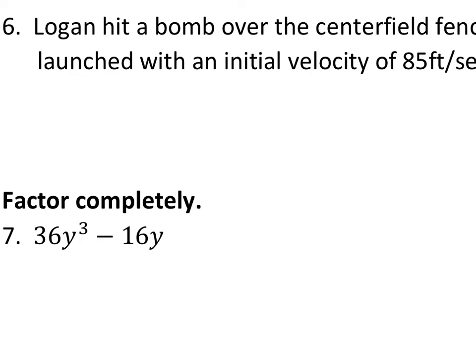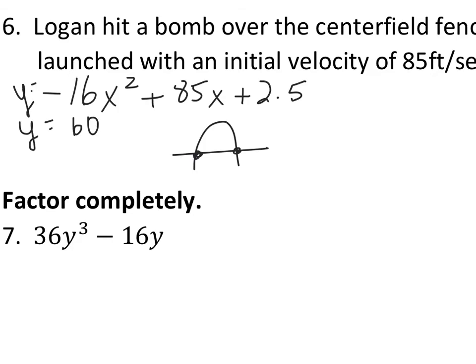In the next problem, Logan hit a bomb over the center field fence. Logan made contact with the ball 2.5 feet off the ground, and it was launched with an initial velocity of 85 feet per second. Determine how long the ball was 60 feet above the ground. Okay, so we're just measuring when the ball was 60 feet above the ground. So we're going to write our two equations, we're going to graph them both, and we're going to find our intersecting points. All right, so our equations are going to be negative 16x squared plus 85x plus 2.5, since we're hitting the ball 2.5 feet off the ground.